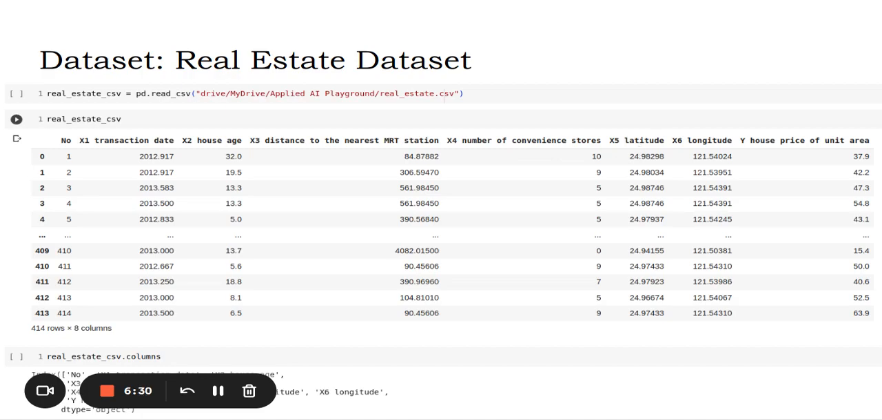Again, latitude matters. High latitude, probably in Europe or America, the price will be high. If it is lower latitude, it will be in the tropical countries, the price will be low. And longitude, that also matters similarly. And then house price per unit area, that is the one we are trying to predict. This is the target value that we are trying to predict. So what do we want to do? We want to see how one feature relates to the target value.